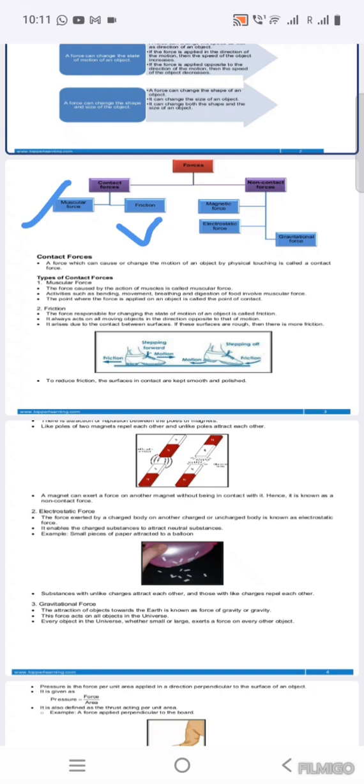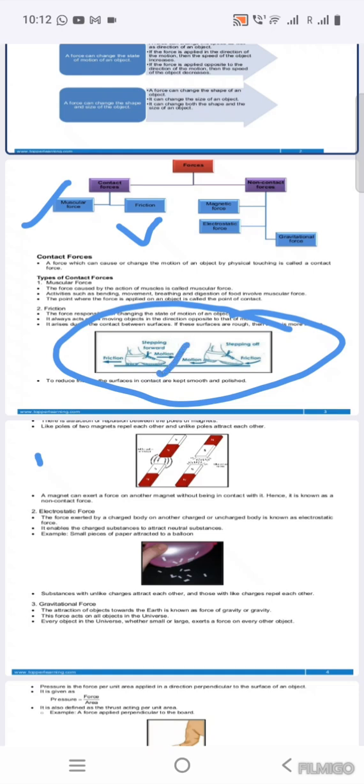Friction force is the force which is responsible for changing the state of motion of the object. It always acts on all moving objects in the direction opposite to that of the motion. It means if an object is moving in the forward direction, then friction force always opposes its motion, acting on that object in the opposite direction. That's why friction force always opposes the direction of motion. Here you can see in this diagram that the direction of motion is in this direction, and the friction force is applied in the opposite direction.